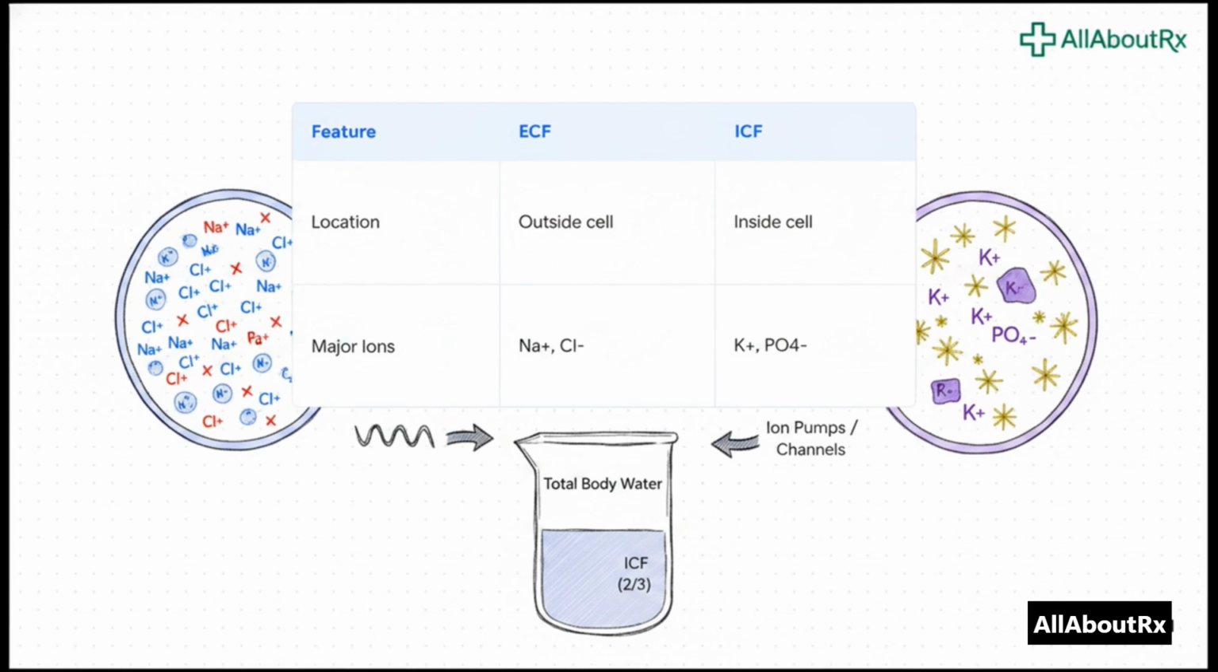Consider the drastic difference in major ions here. The outside fluid is absolutely loaded with sodium and chloride, but the inside fluid is packed with potassium and phosphate ions. The body actually spends a lot of energy using special mechanisms to maintain this exact concentration gradient. Also, think about the volume. Intracellular fluid makes up a massive 2/3 of total body water. It provides the literal medium for all of these complex chemical reactions we've been discussing today.